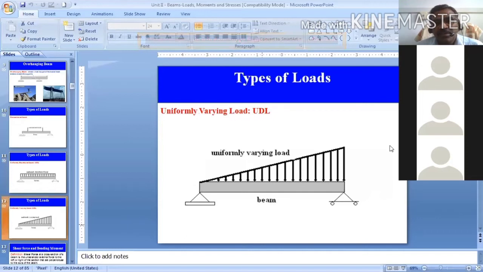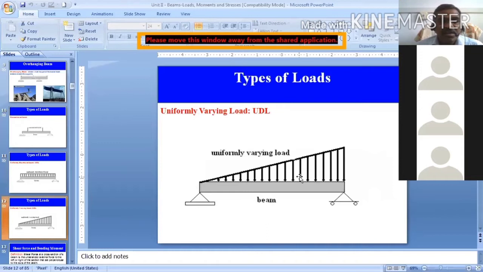This is uniformly varying load. At one end it is minimum or zero, and at the other end it is maximum. It is gradually increasing. So this is uniformly varying load.